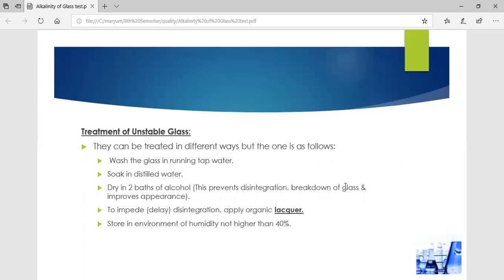So, treatment of the unstable glass: how we can treat the glass to make it more stable, to decrease this leaching process. So, these are the basic 6 steps which decrease the alkalinity of the glass or the leaching property of the glass.